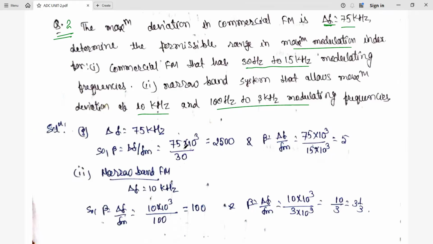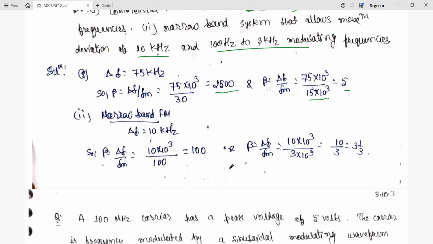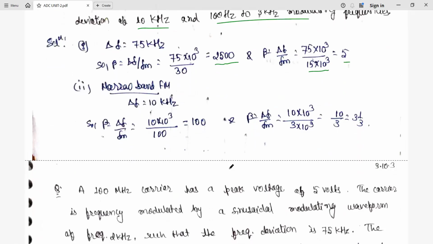Finally, we substitute the value of del F here and divide by Fm. So we have 2500. Again, for the different frequencies, one is where we substituted 30 hertz. Next we substitute 15 kilohertz, so that is going to become 5 here. That is the different value of beta. Next we have narrowband FM, where del F is given as 10 kilohertz. Beta again we have 100, so beta is going to be 10 by 3. So the range of frequency is given.